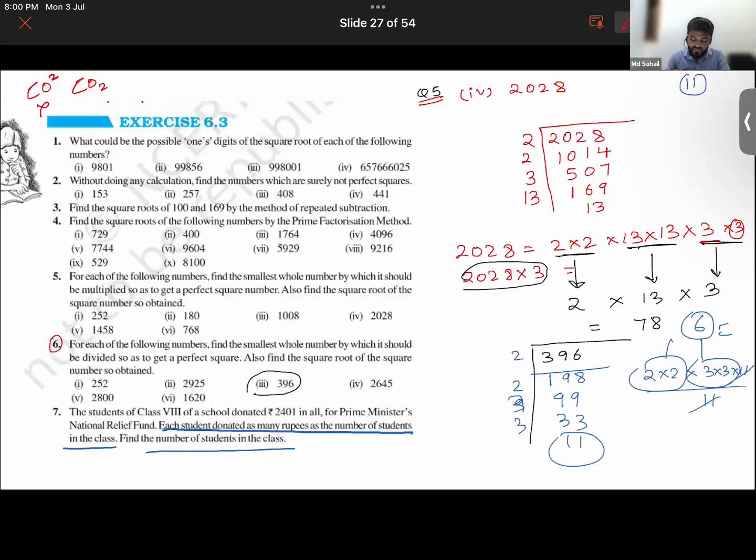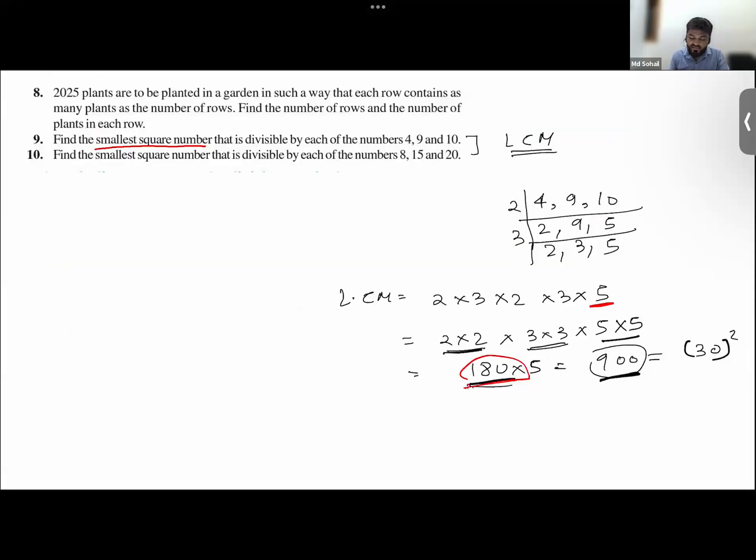It is similar to question number 5, just that you have a little variation: you have got 3 numbers and you need to find such a square number which is divisible by all these 3 numbers. Okay, I got it. Okay, Ahmed, you got this?